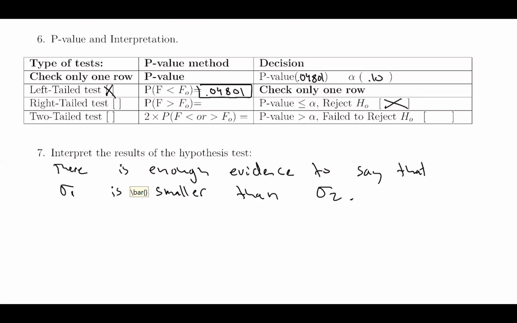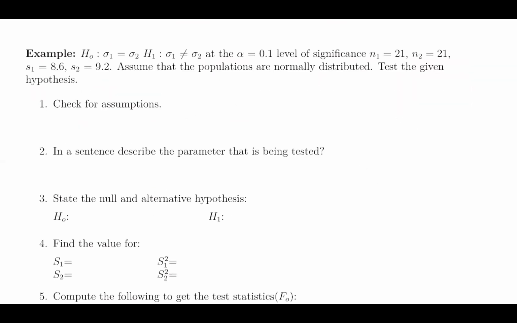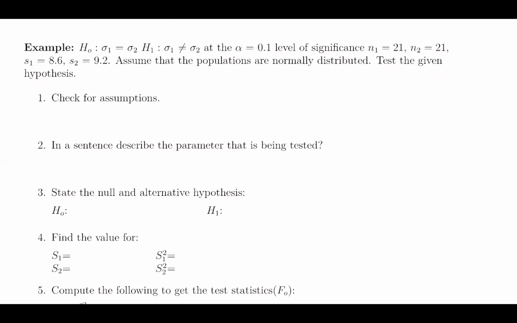So let's go on to this second example. All right, so for the second example, same thing. We're not going to do it with the context. You're going to do it with the data set. So let's go ahead and do this. All right, so if you look at this one, they already told the null hypothesis is sigma 1 is equal to sigma 2. The alternate hypothesis, they say sigma 1 is not equal to sigma 2.